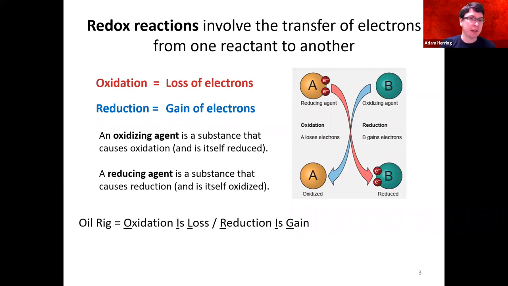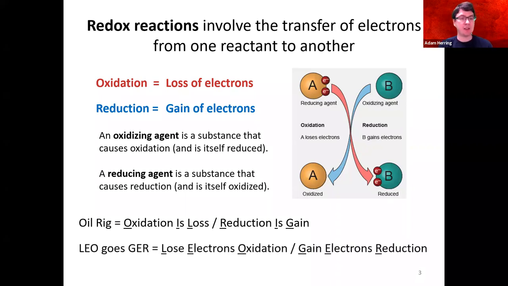There are a couple mnemonics that can help you to remember the definitions of oxidation and reduction. One is OIL RIG. This is short for oxidation is loss, referring to loss of electrons, and reduction is gain, referring to gain of electrons. So OIL RIG means oxidation is loss of electrons, and reduction is gain of electrons.